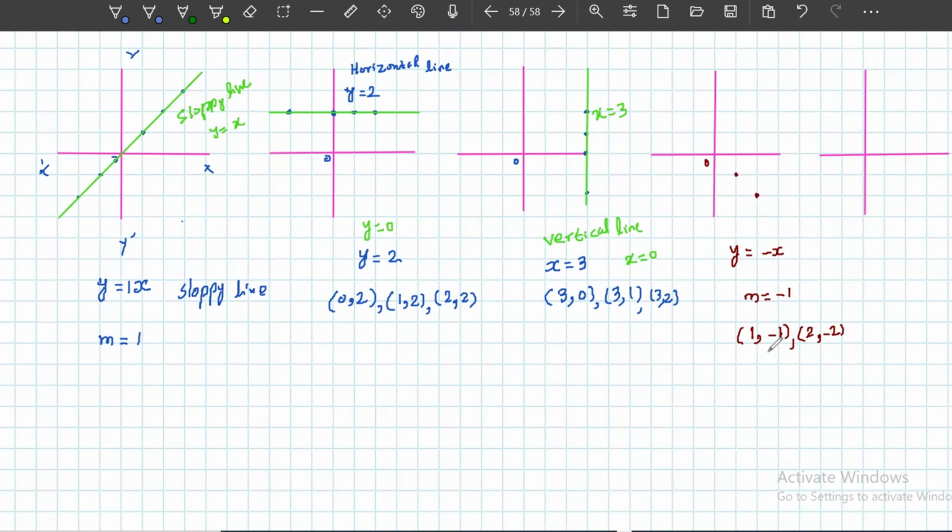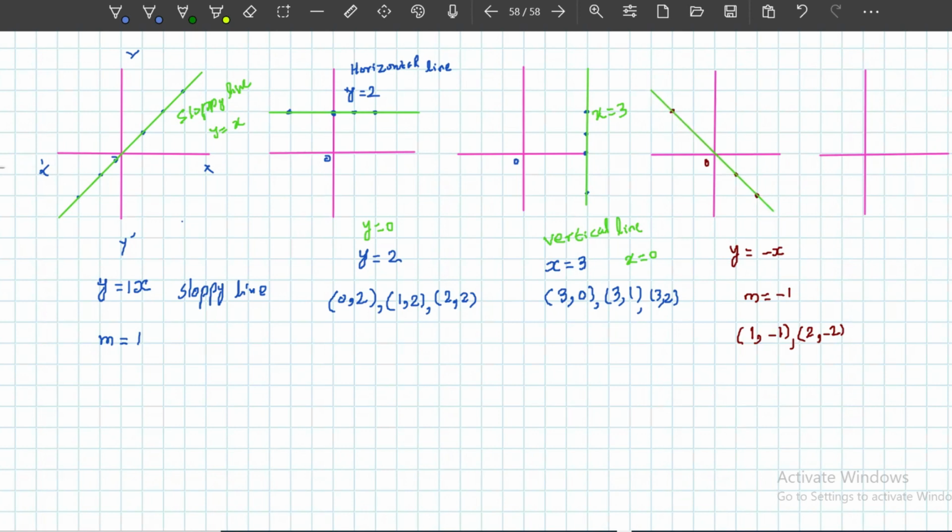Same as if x is negative, then y would be positive. For example, minus 2, so 2 units up. So you will find the line like that. And if you draw it, you will see the line goes from left to right down like that. This is still a slopy line, but in this case, our gradient is negative.